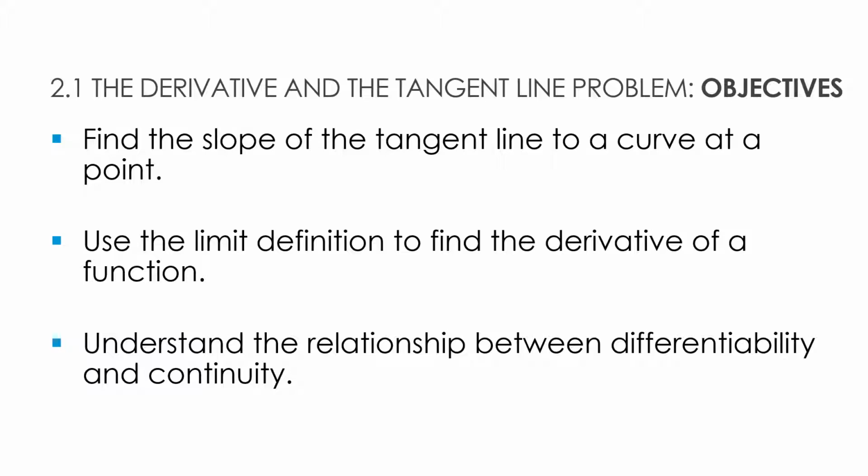We'll start by looking at the slope of a tangent line to a curve at a point. Then we'll look at the limit definition to find the derivative. Then we want to take a closer look at the relationship between differentiability and continuity.